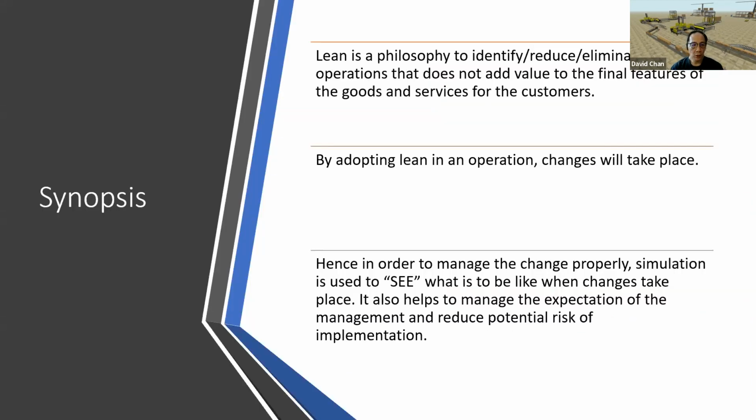So let's take a look at today's synopsis, what we wanted to touch on in this presentation. Lean is a philosophy to identify, reduce, and eliminate operations that do not add value to the final feature of the goods and services for the customer. Anything that does not enhance the final feature of the goods and services, Lean treats as waste. So how can we identify, reduce, and eliminate them, such that we are able to produce something that meets the customer requirement?